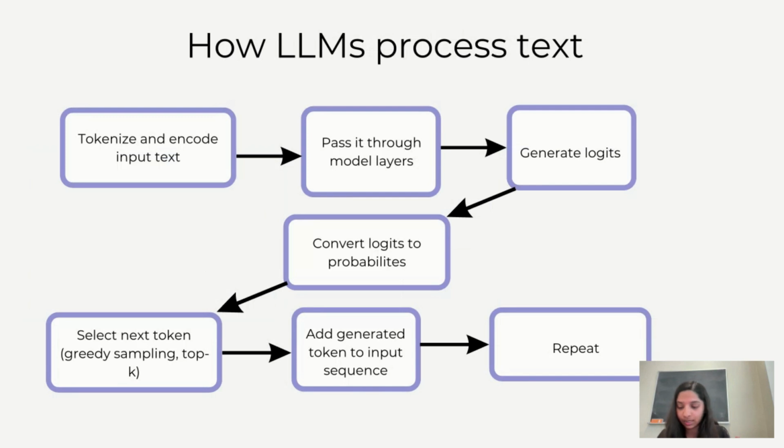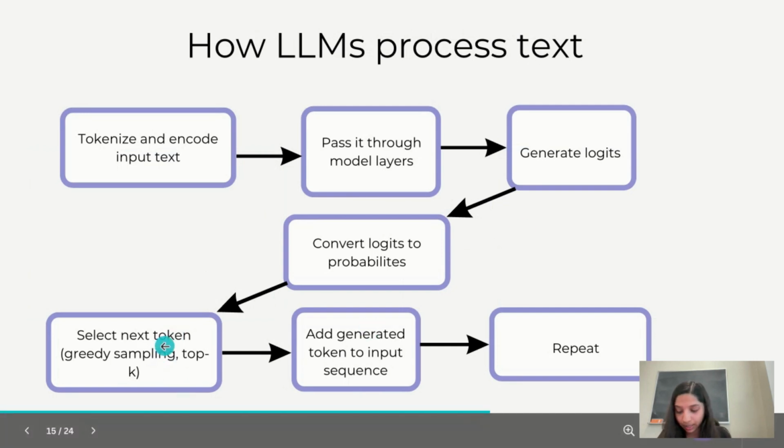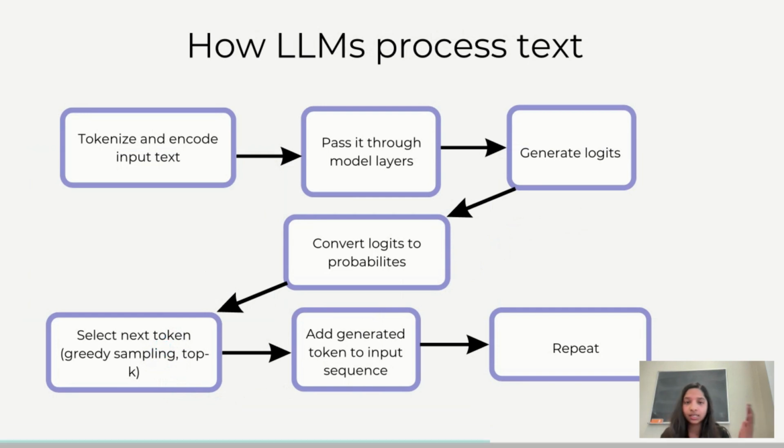LLMs process text by first encoding the input into numerical representations, which then pass through multiple model layers. The model then generates logits for the next tokens, which are converted into probabilities. From these probabilities, the next token is selected using methods like top K or top P sampling, and then the process is continued iteratively until the entire output is processed.